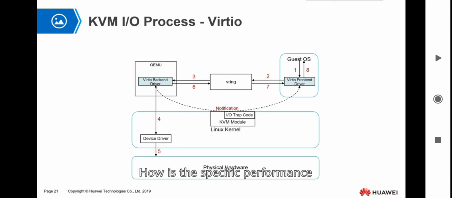How is the specific performance? Under the Windows operating system, you can see the speed of the virtual machine network card. If you do not use Virtio, but use the default I/O operation process, we see a 100 megabit network card. If you use Virtio and install the driver, the network card we see is 10 gigabit, which is the performance improvement.